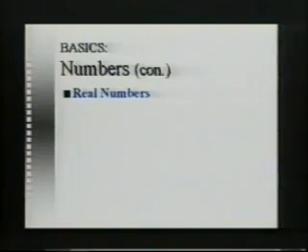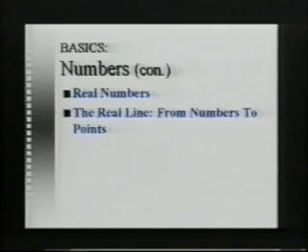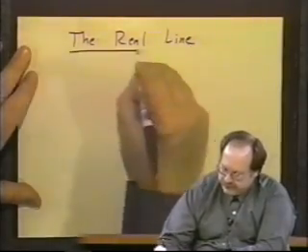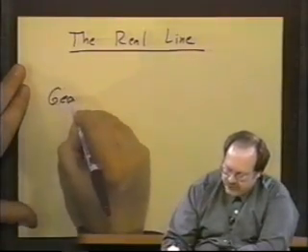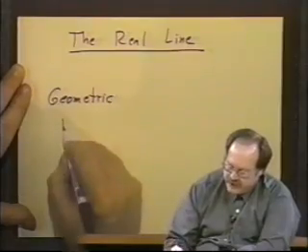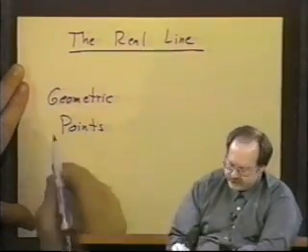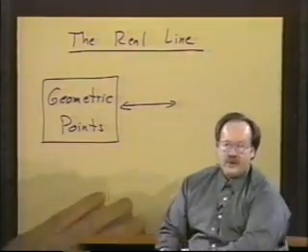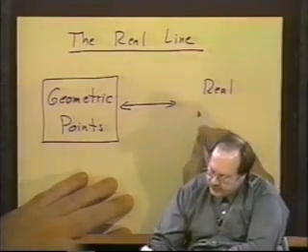Now, let's go back to my list, because there's a way of talking about these numbers that is quite nice. It takes advantage of geometry. The real line, from numbers to points. So we're going to take numbers, which are in the realm of arithmetic and algebra, and connect them up with a geometric idea. This will be called the real line. So here's what we're doing. Give you the overall view. We're taking a geometric object, points, all right? Points which lie on a line. And we are going to put them in what's called a one-to-one correspondence with the real numbers.